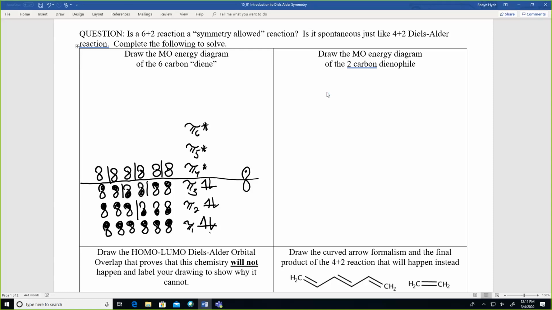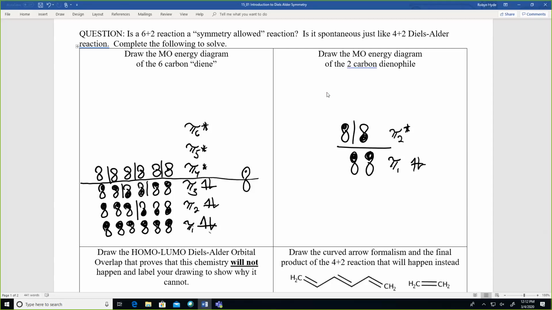Okay, so I'm going to go ahead and jump over here. The 2 carbon system is really easy. I just have 2 molecular orbitals, pi1 and pi2. Pi1 is the only one with electrons. Pi2 is a star. And then I have that, then 1, and then here, and here. And so your drawing should look a lot like that.